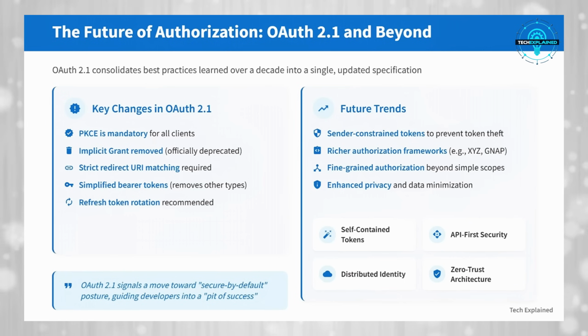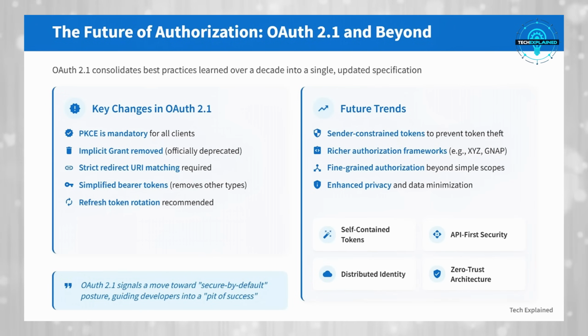Beyond OAuth 2.1, we're seeing exploration of new authorization models that address emerging use cases. These include more fine-grained authorization systems, better support for decentralized identity, and improved mechanisms for handling consent and data minimization. The future of authorization is likely to build on the foundation established by OAuth 2.0 while addressing new challenges in our increasingly interconnected digital landscape.